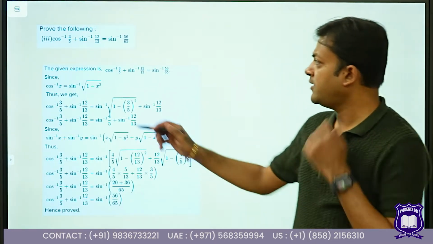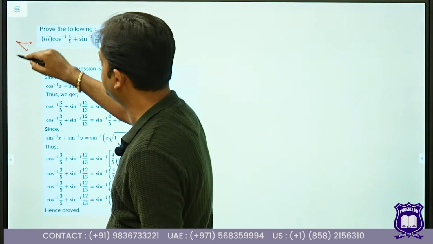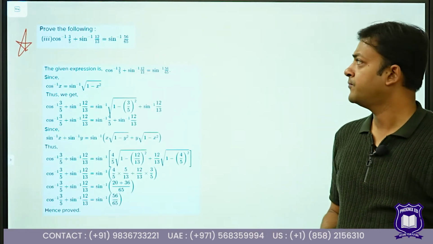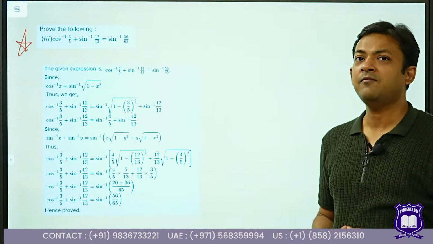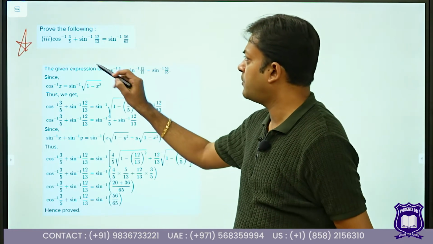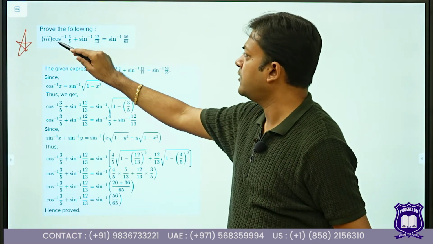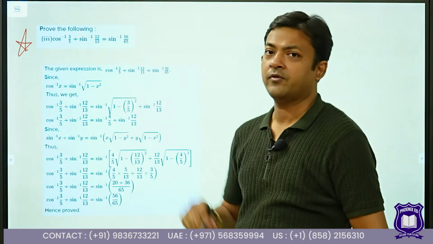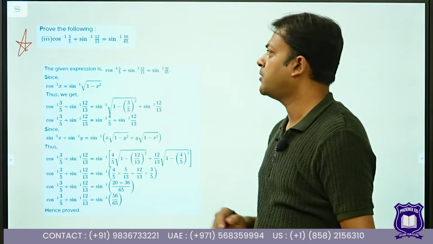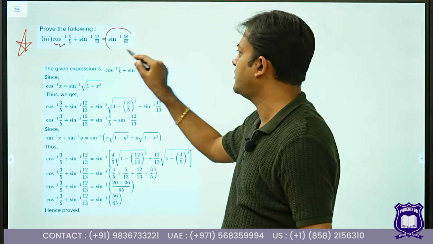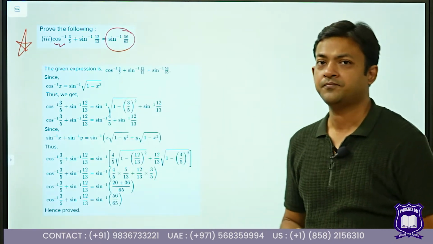Next, this is an important one again. This time we have cos inverse of 3 by 5 plus sin inverse of 12 by 13. In order to solve this problem, we have to convert either cos inverse to sin inverse or sin inverse into cos inverse. In this particular problem, it is better to convert cos inverse into sin inverse as the answer is in terms of sin inverse theta.